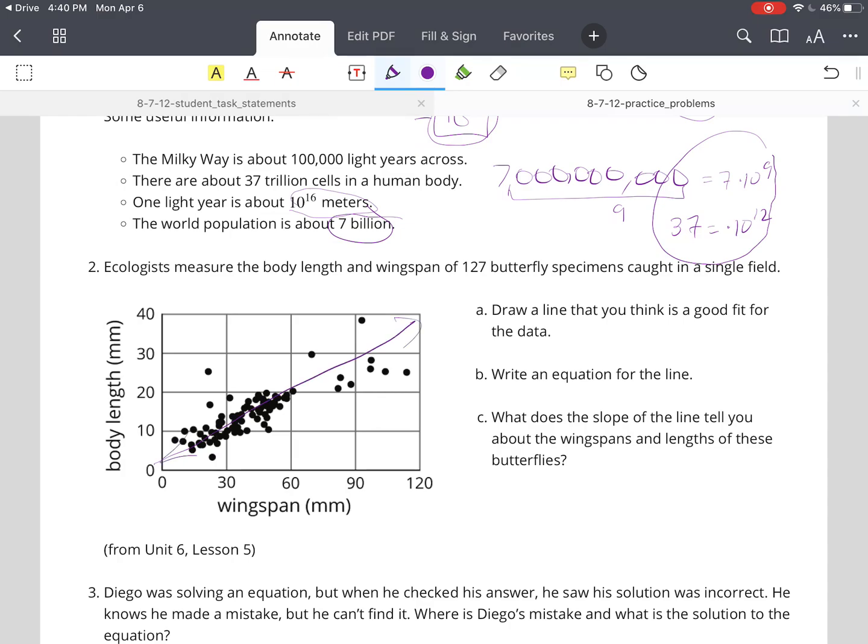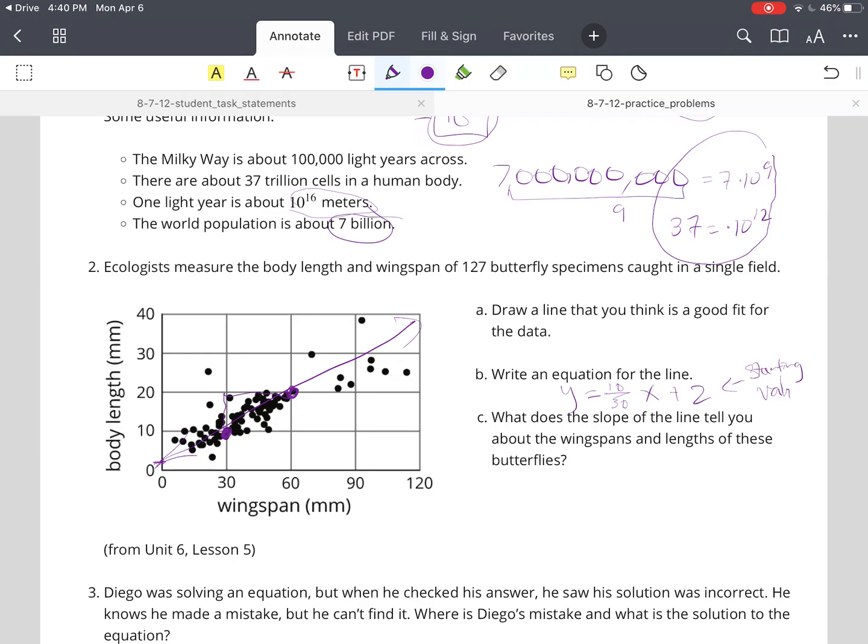So if we had to write an equation, think about it. Where is it crossing? What y value would you say right here? It's about 2, right? So it'd be something like y equals something x plus 2, because that's your starting value. Now, what seems to be the slope? I'm going to go ahead and just say it goes through this point here and this point here. So it goes up by 10 and it runs by 30. So that would be 10 over 30.